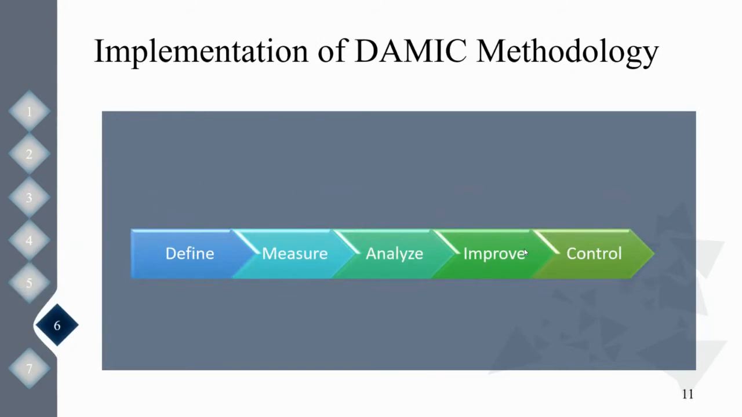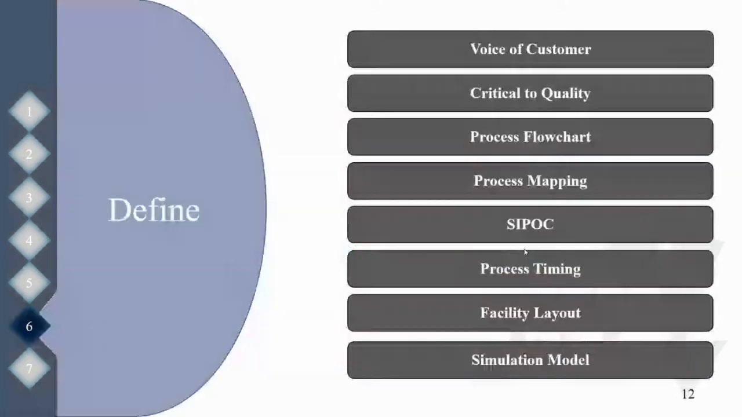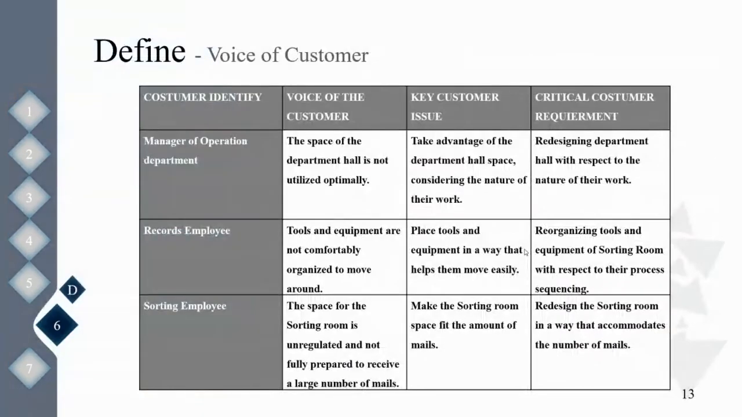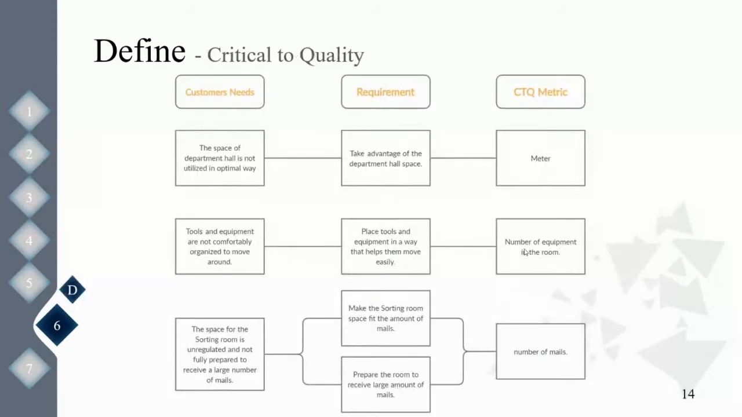Next, in the implementation of the Make methodology, there are 5 phases, which are the define phase, measure phase, analyze phase, and improve phase, and lastly, the control phase. First one is the define phase, which includes 8 tools, which we will see. First one, the voice of the customer, is to know what customers say and want, and the key customer issue and critical customer requirements. And next, the critical to quality tool to highlight issues and try to solve them.